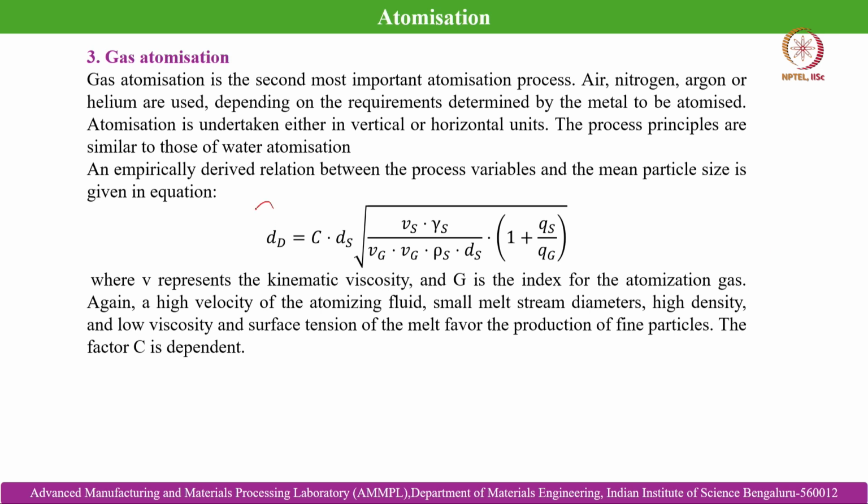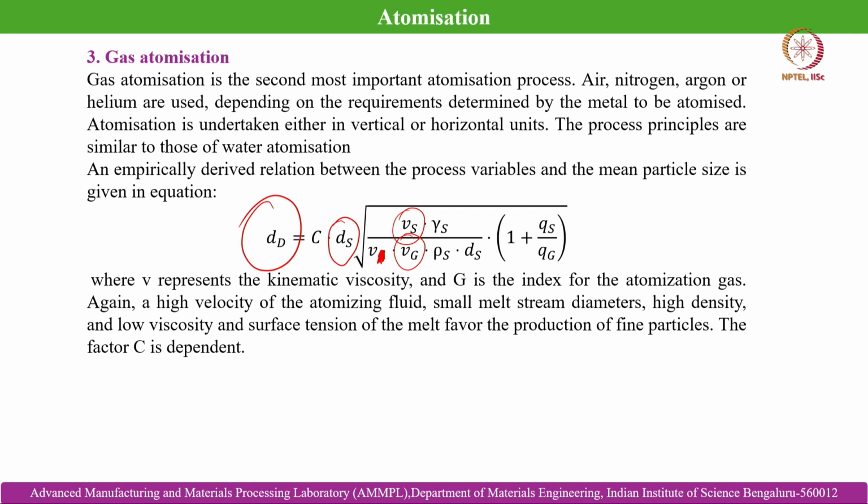So, the droplet diameter d_d is equal to C d_s, that means the diameter of the liquid column, times the square root of (v_s gamma_s by v_g). So, this is the velocity of the melt stream, this is the velocity of the impinging gas stream, and here there is a mistake, please correct it. This is the viscosity of the solidifying liquid melt stream, and this is the diameter again, and then 1 plus Q_s by Q_g. So, these are the discharge terms for the gas and the liquid melt, the solidifying liquid melt.